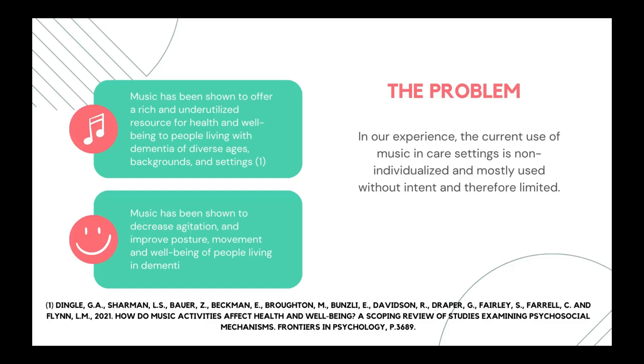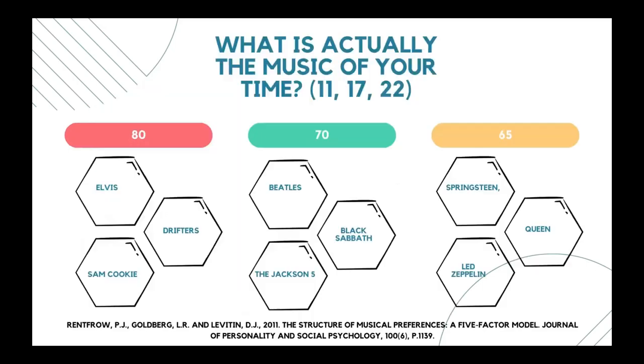Now, if you have a quick think about what music you'd associate with an 80-year-old, a 70-year-old and a 65-year-old, curious to see whether you came up with those. Music tastes are established at 11, 17 and 22, so if we do the maths, 65 is Springsteen, at 17, 70 is Beatles. I know I didn't necessarily think of it that way.